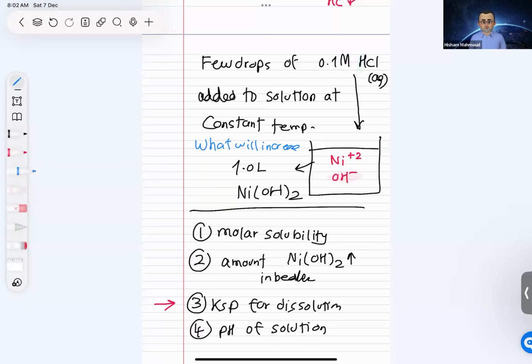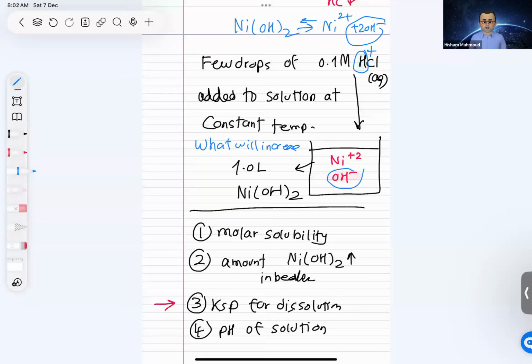So what happens to the concentration of hydroxide ions? It's going to decrease because the H+ is absorbing the OH-. Even a few drops, it took only a few drops. So it's going to decrease the OH- concentration. What happens when you decrease the OH- concentration? The solution will try to do the opposite. So the solution has Ni(OH)2 giving us Ni2+ and 2OH-. And you have decreased the OH.